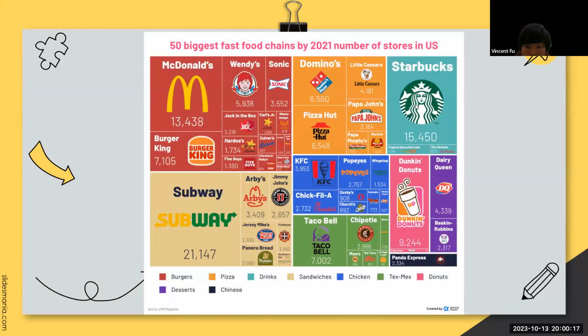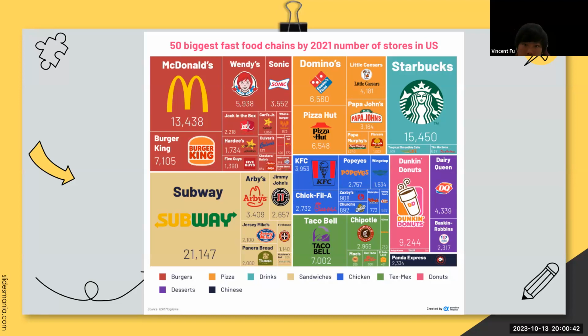And then here's a nice visual map that I found. It's basically showing the number of stores for each fast food chain in the US. And the bigger the square is for the fast food place, that means the more stores there are. So even if you can't see the numbers, you can kind of tell which place has more stores based on how big the square is.